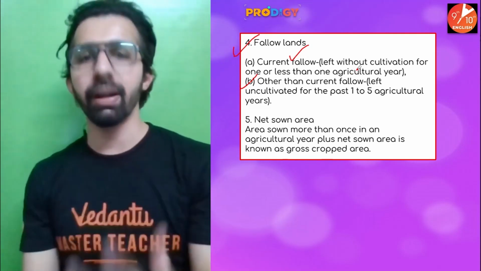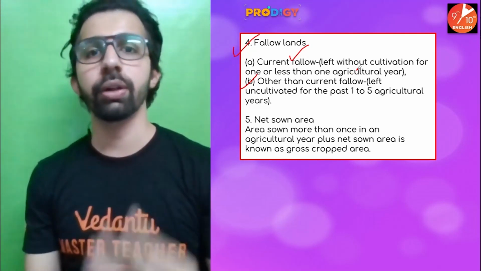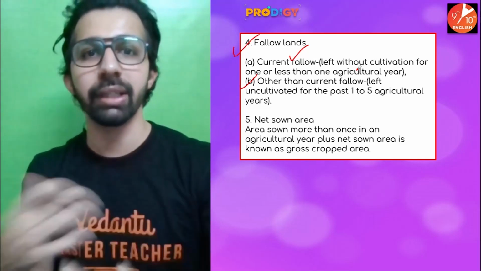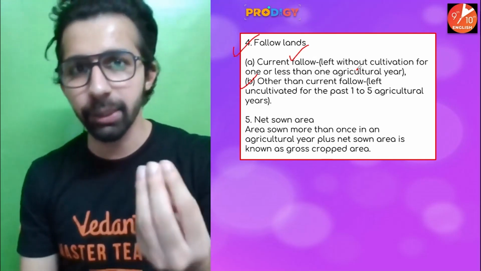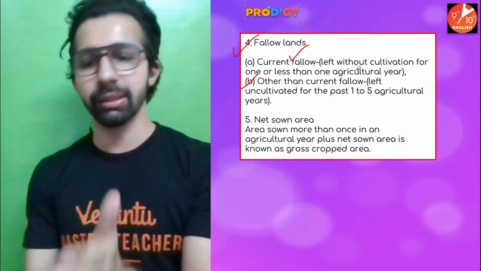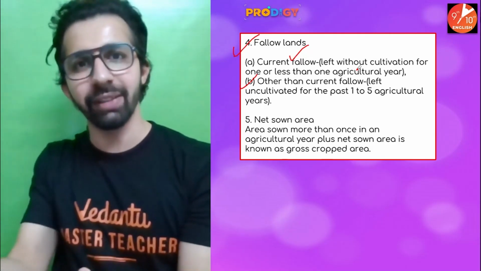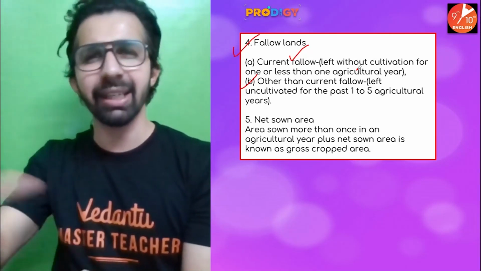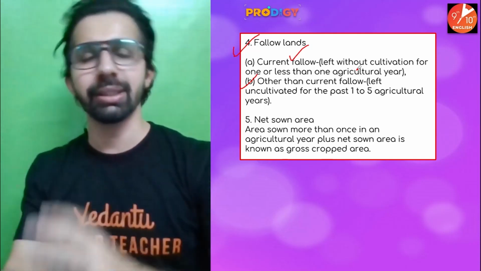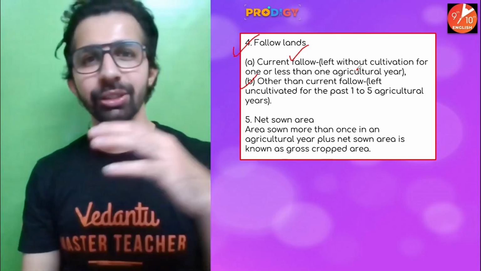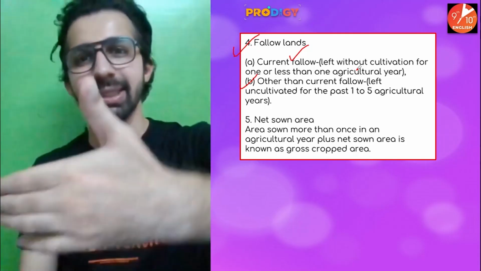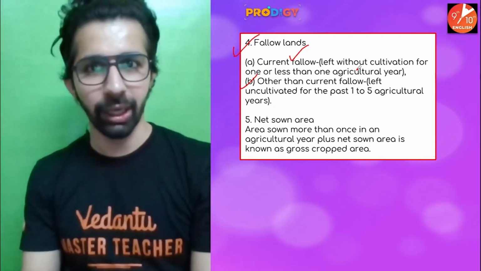All right. Now you'll have a question, sir, why? Guys, it is for increasing the fertility of the soil, to increase the productivity of the soil. Some part of the land is not put for cultivation for some agricultural season. So that is known as current fallow land. The land which is not put for cultivation for less than 1 year, that is current fallow land.